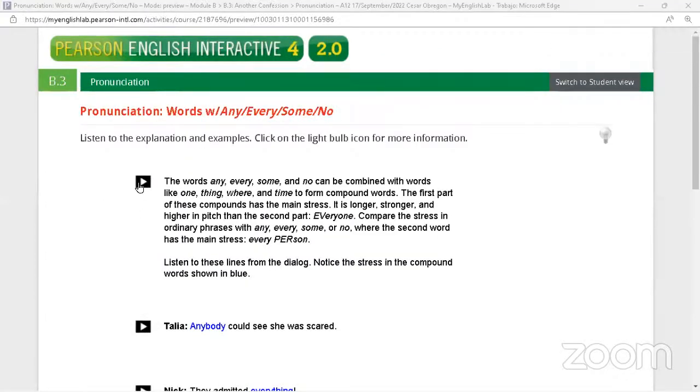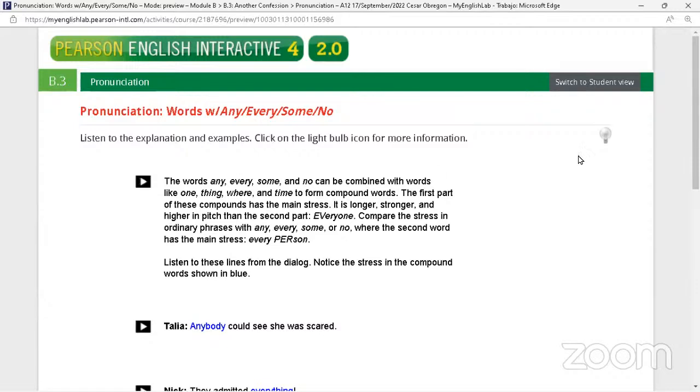Yes. The words any, every, some, and no can be combined with words like one, thing, where, and time to form compound words. The first part of these compounds has the main stress. It is longer, stronger, and higher in pitch than the second part. Everyone. Compare the stress in ordinary phrases with any, every, some, or no, where the second word has the main stress. Every person. Listen to these lines from the dialogue. Notice the stress in the compound words shown in blue.